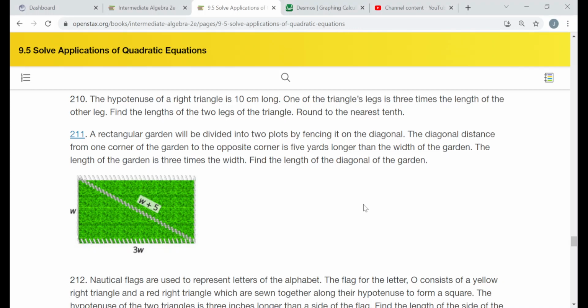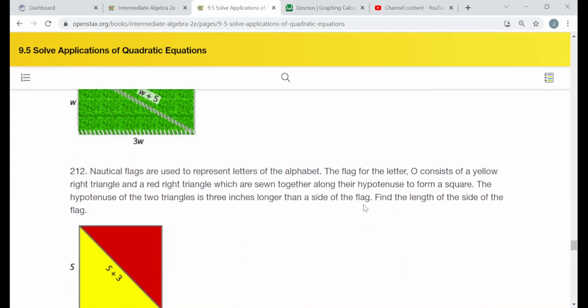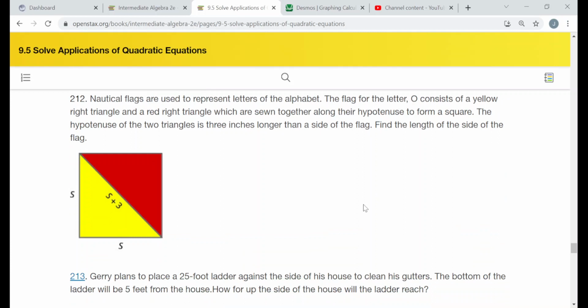All right, so now we're on exercise 212. And they give us a little diagram here, a little picture. So it says nautical flags are used to represent letters of the alphabet. The flag for the letter O consists of a yellow right triangle, right? So this is a right triangle here, this yellow triangle, and a red right triangle, which are sewn together along their hypotenuse to form a square. The hypotenuse of the two triangles is 3 inches longer than a side of the flag.